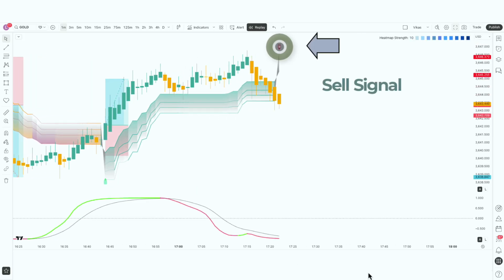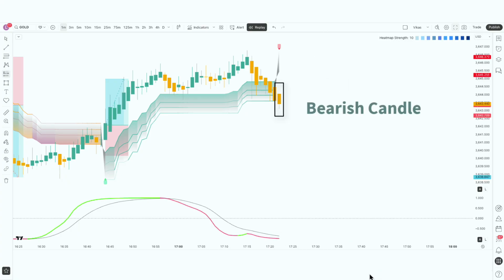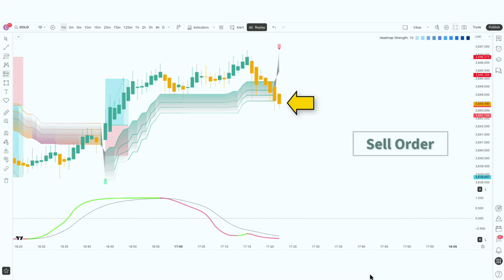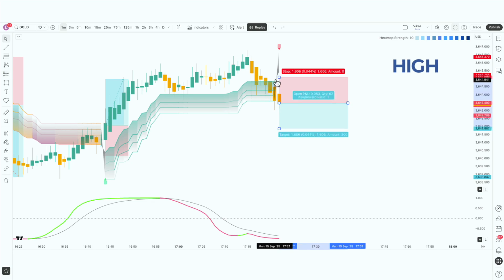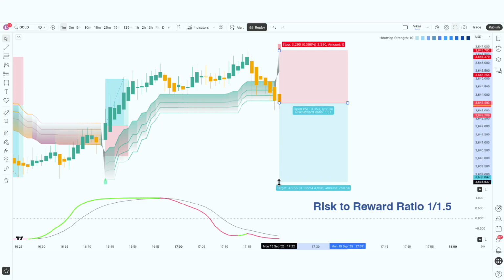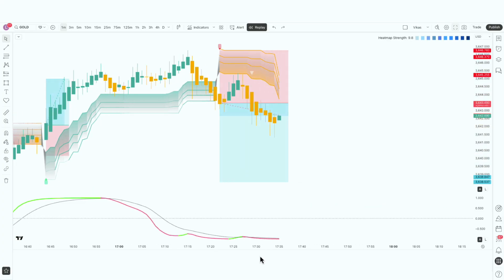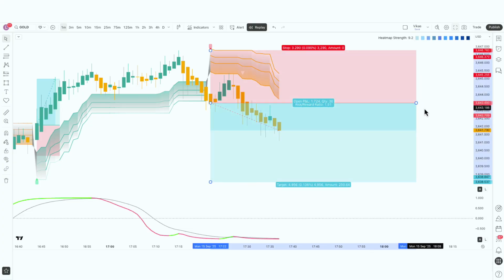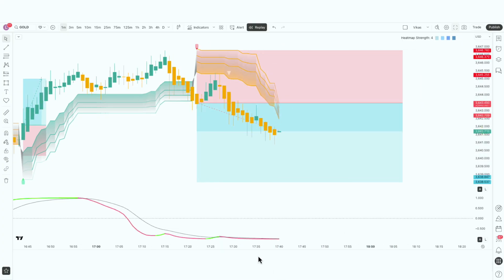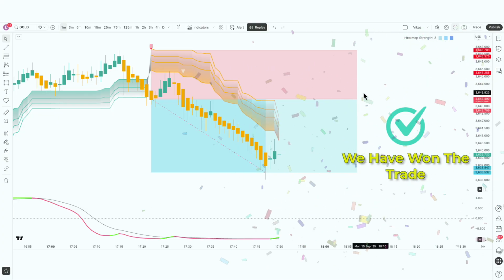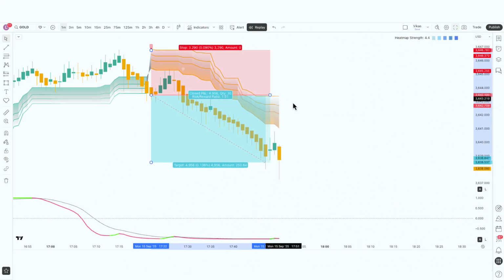Here, the heat map trailing of this indicator is sell signal. Here, the normalized smoothed red line. Here, market has made a bearish candle to give confirmation. So all our conditions are being fulfilled. So we are placing an order to sell. Our stop loss is to be placed at the previous high of the market. And the risk to reward ratio will be 1:1.5. Let's see what happens to our trade. Our trade is running in profit. We have won the trade. Let's find the next trade.